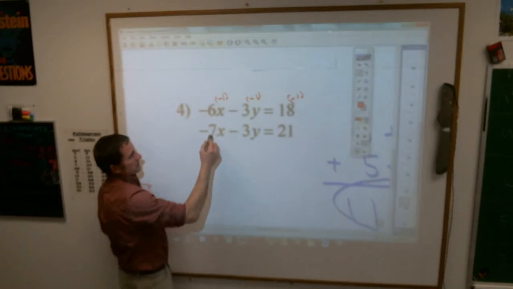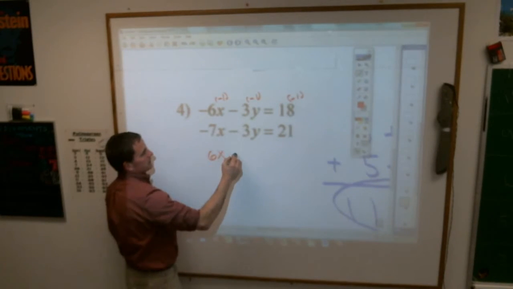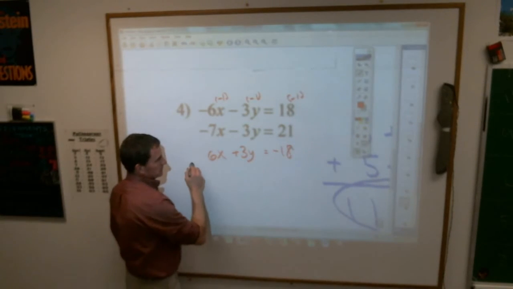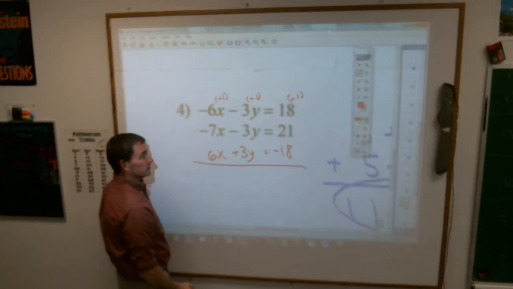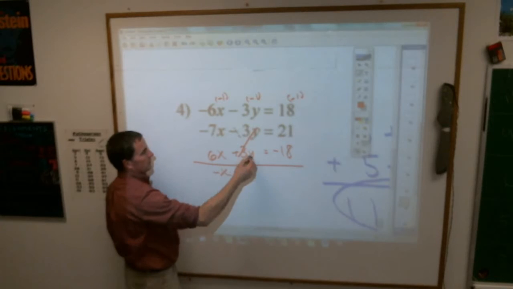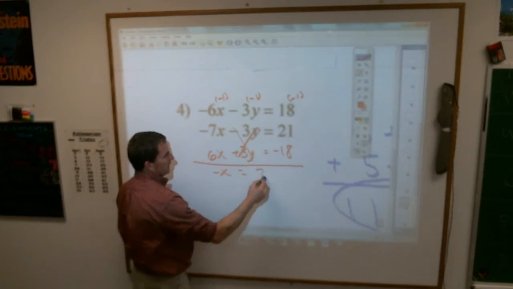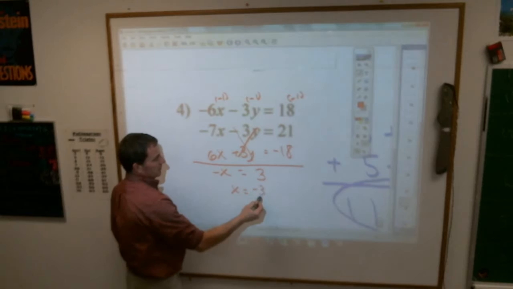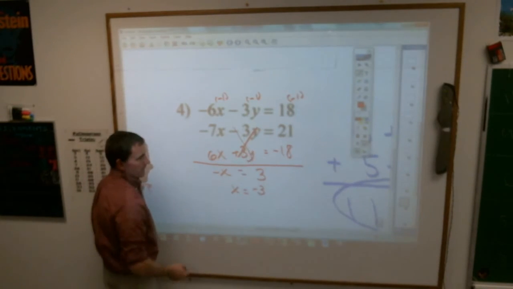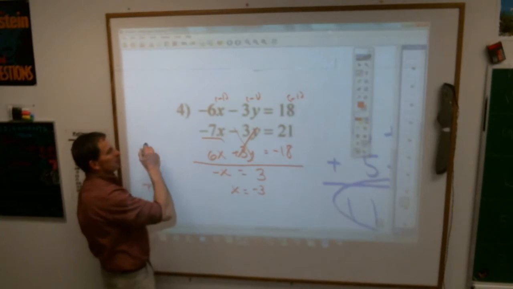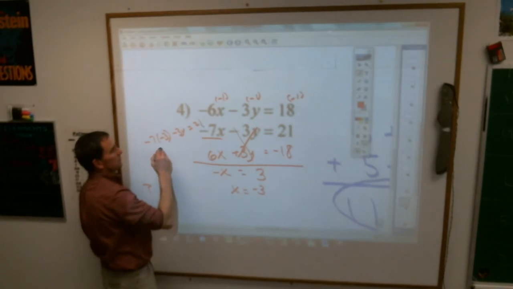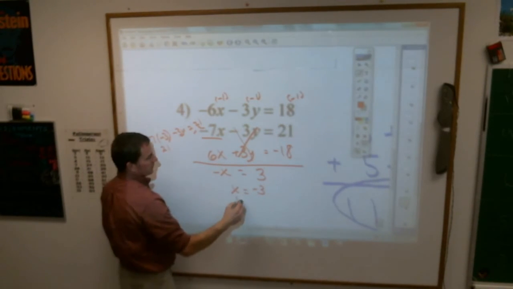So this times that, that's a +6x, that's a +3y, and that's a -18. Did I get the y's right this time? You end up with a -x here. The y's cross off. If they don't cross off, you've done no good. And you get a +3. So x equals -3. Put -3 into either one of these things for x and you'll get your y. Let's do this one. -7 times -3 minus 3y equals 21. You get 21, subtract 21, take y equals 0.